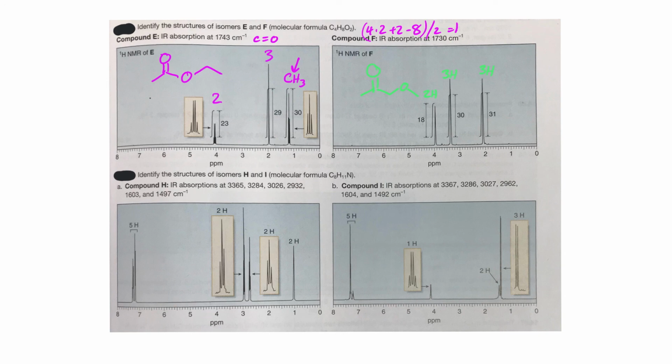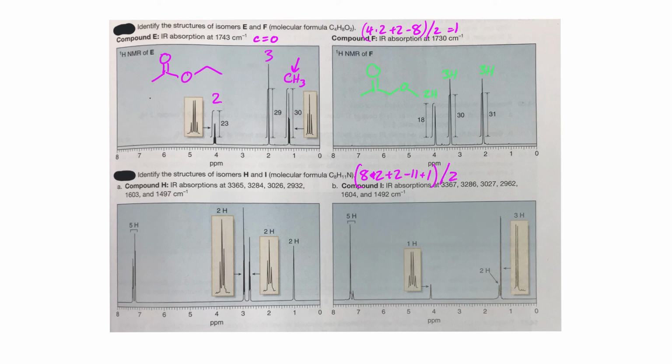Let's take a look at compounds H and I now, and they have a new formula, C8H11N. So now we have a formula with a nitrogen in it. Again, the first thing we want to do is calculate the HDI. So that's 8 times 2 plus 2 minus 11 plus 1 for the nitrogen, because having a nitrogen present actually increases the allowed number of hydrogens by 1. So we add 1 for every nitrogen.